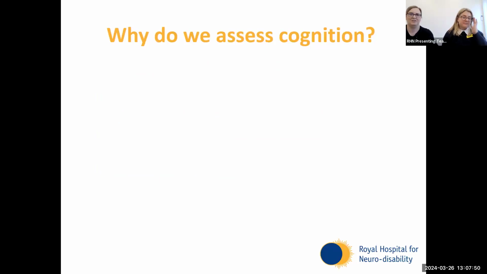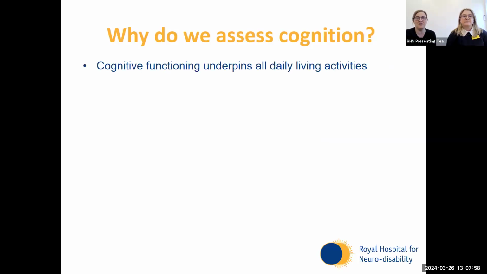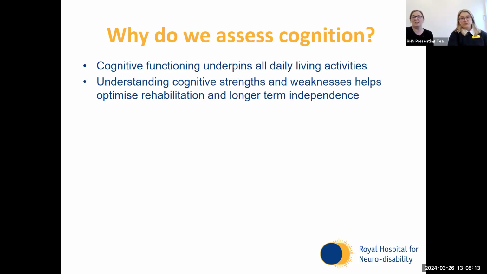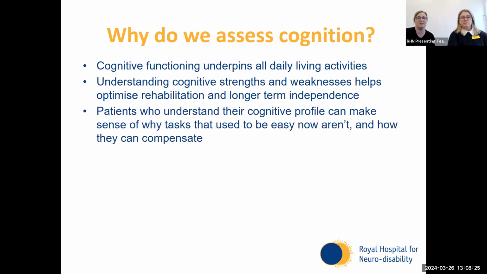Okay, so bringing it back to first principles, why do we assess cognition at all? So we've said this is a key part of what we do, and this is why. If you think about all of us going about our day-to-day living, our cognitive functioning, i.e. our attention, our understanding of what's going on around us, our problem solving, all of these functions are underpinning everything we do. Now, that means that understanding our patients' cognitive strengths and weaknesses is obviously going to help us optimize their rehabilitation, make it as person-centered as possible, and help them think about how this impacts on their longer-term independence.